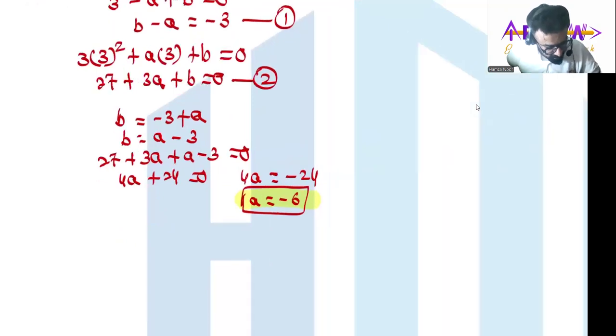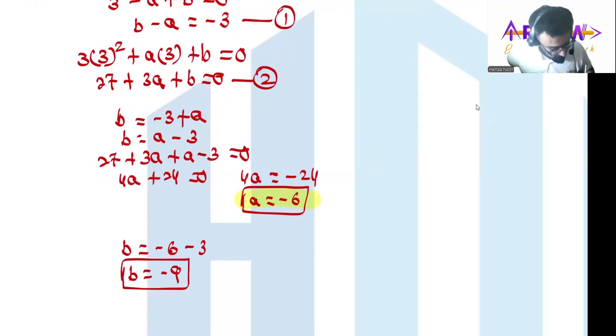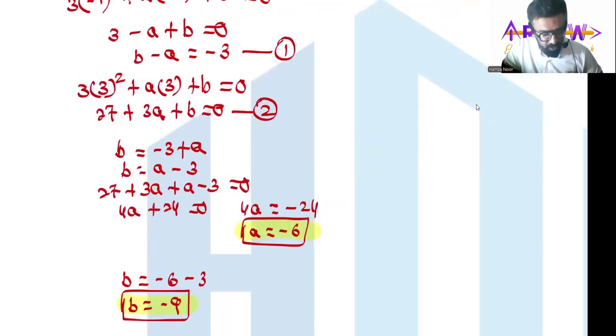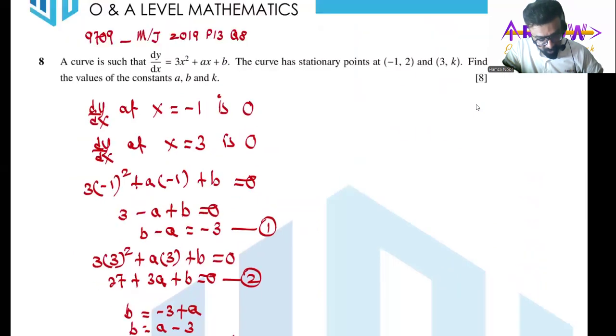So b is equal to a minus 3. So -6 minus 3 is -9. Therefore, we can say that b is equal to -9. Okay, a is equal to -6 and b is equal to -9. And now what we need to do is find the value of k over here.